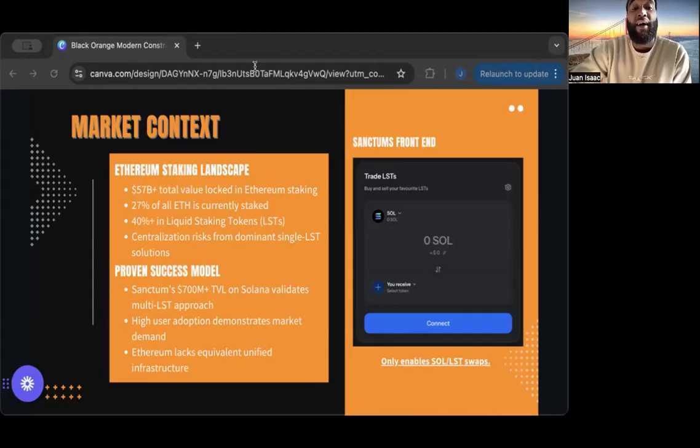UniStake solves this by providing one transaction conversion and staking, native EigenLayer integration, and cross-chain staking capabilities through Chainlink's CCIP.